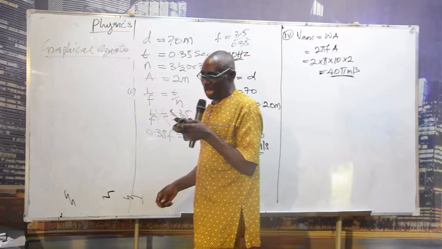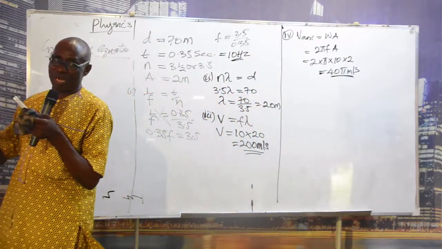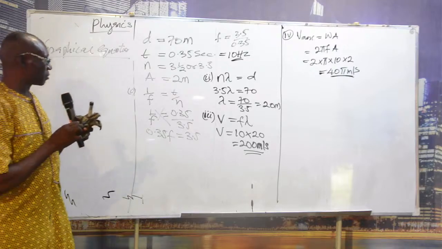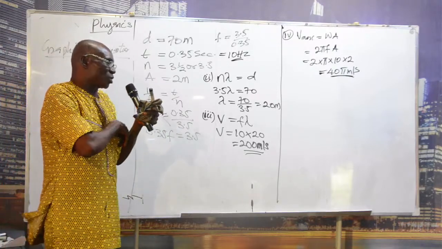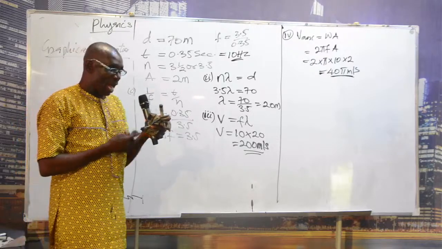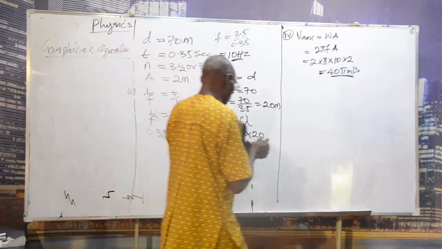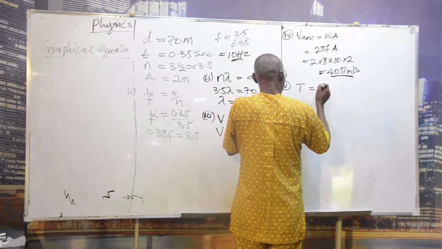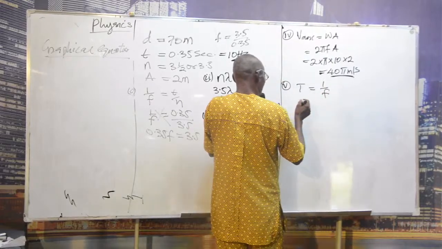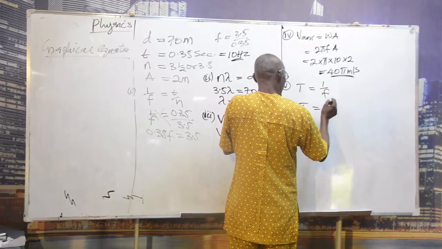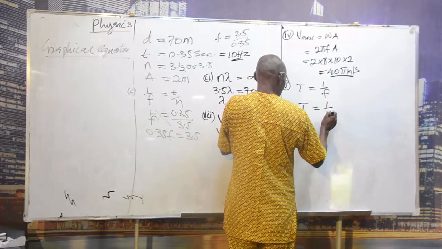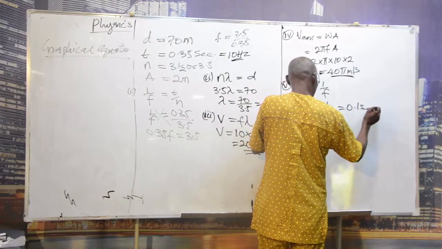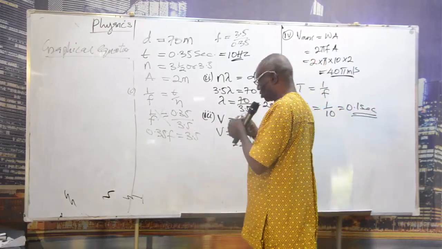You know, in JAMB, questions like this end in terms of pi. Then the next question is the period. Period is 1 over f. What's the value of f? 10. 1 divided by 10 is 0.1 second. That is the final result.